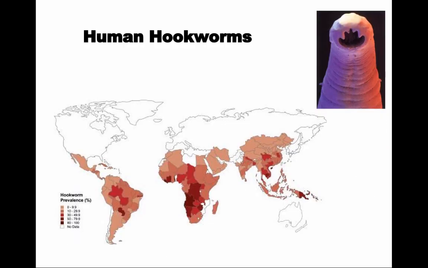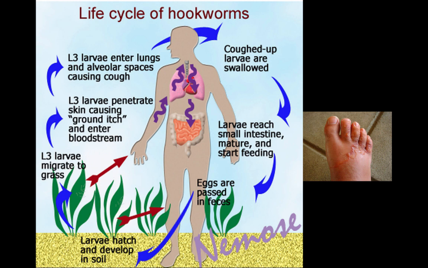Another nematode parasite are the hookworms. They're commonly found through tropical areas and mostly in the southern hemisphere. Here's the life cycle of hookworms.